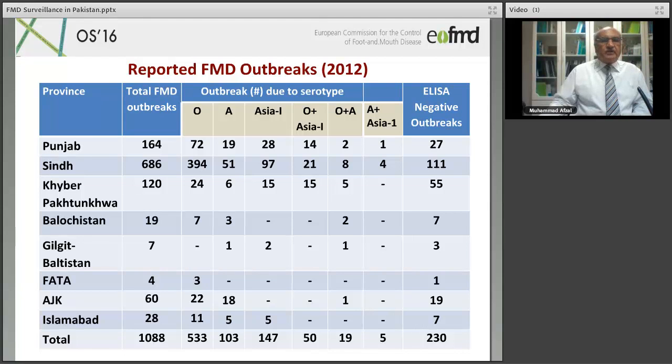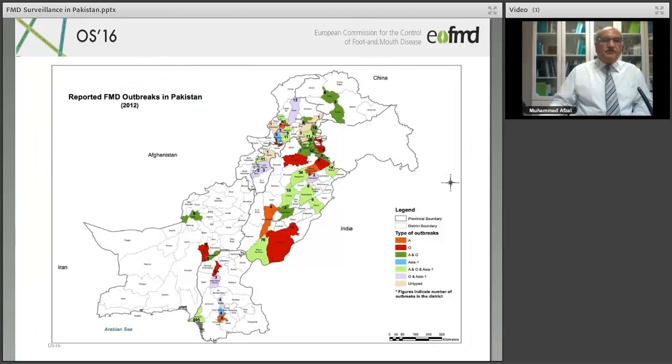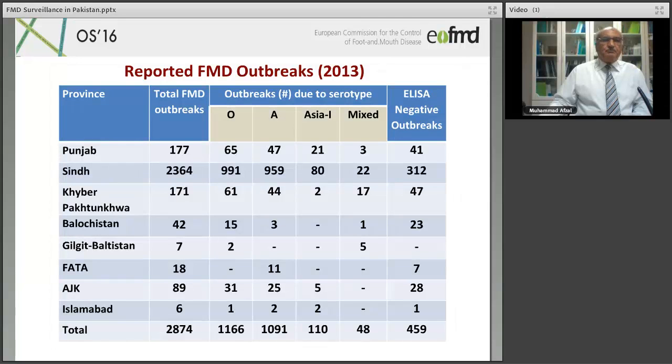All 3 serotypes of FMD virus, O, A, and Asia 1, were present throughout Pakistan, as you can see from this map. And during the next year, 2013, when most of the staff was trained, you can see that more than 2,800 outbreaks were attended by the trained field staff in the country, and all the information was gathered by the epidemiology node at central level and analyzed. During 2013, most of these outbreaks were shared between O and A serotypes.